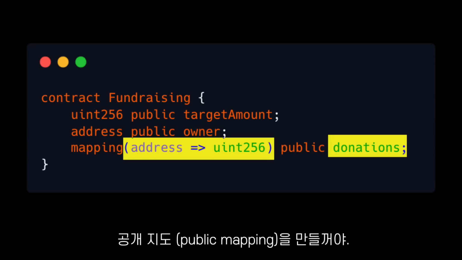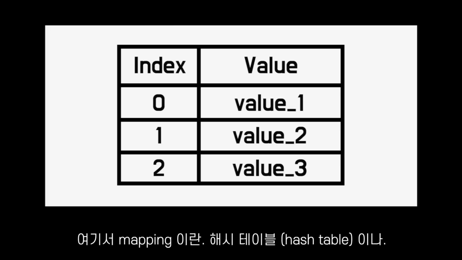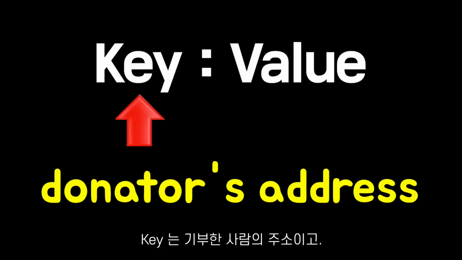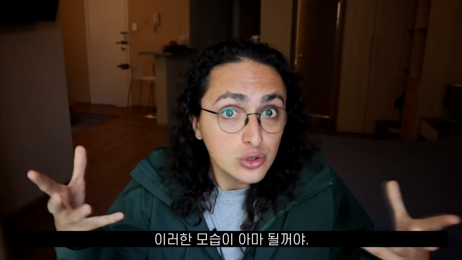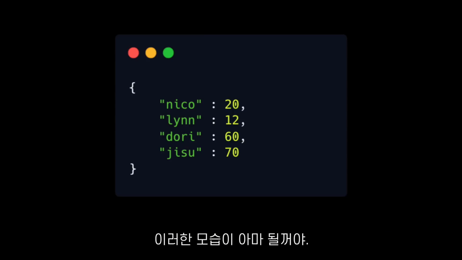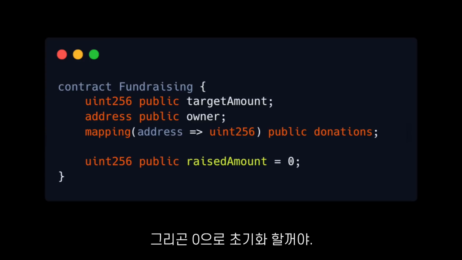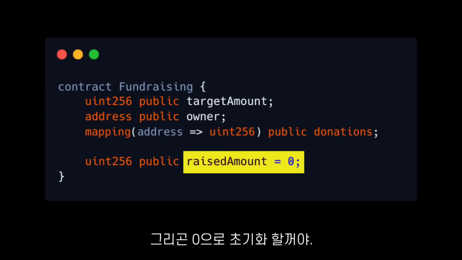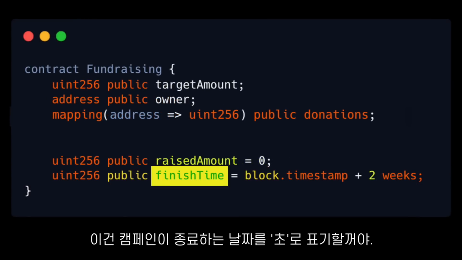Now we're going to create a public mapping of the addresses and the amounts of the people that donated to the campaign, and we will call this donation. You can imagine a mapping like a hash table or a dictionary, where the key is the address of the person that donated and the value is how much money they donated. It could look something like this. Now we're going to add the total amount that the campaign has raised, and we're going to initialize it to 0.